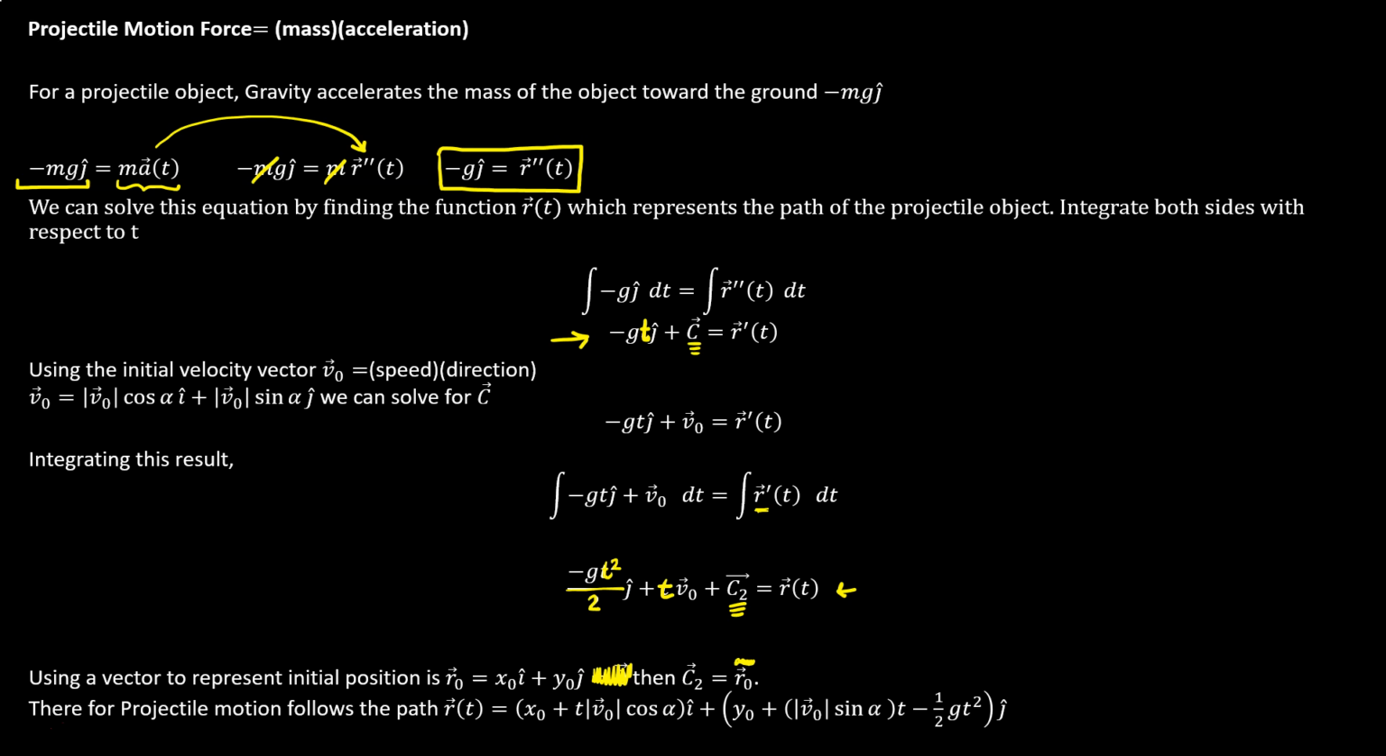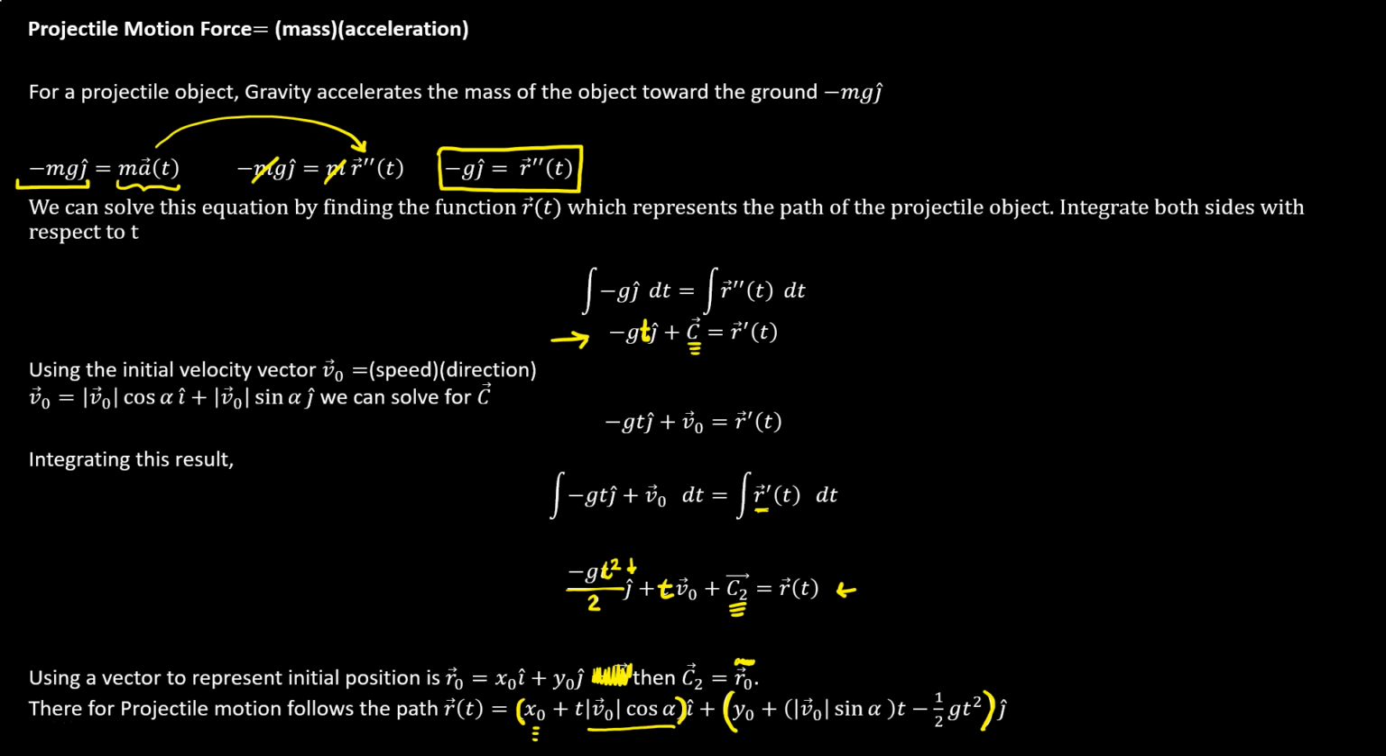And to do that, first we notice that we have one component right here, J hat. But V0 has a J hat in it, and so does C2, which we just said was R0. So if we rewrite R of T using all of the components, we can sort them and put all of the I hat components in one set of parentheses and all of the J hat components in another set of parentheses. So for the I hat, we have X0, which comes from our initial position vector. We have T times V0 magnitude cosine alpha.